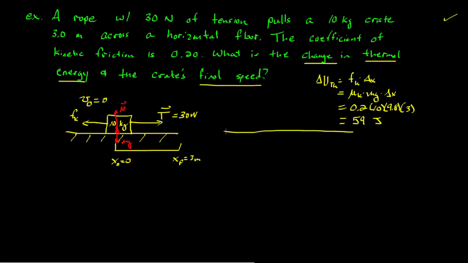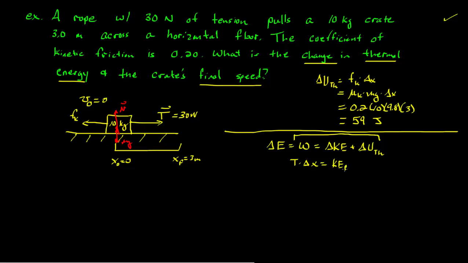Okay, but really what we want to do is set up the entire principle. So the change in energy of the entire system would be the work done by the system, which is now our change in kinetic energy plus our change in thermal energy. Okay, so we're going to work with this equation here. So the work done is going to be my tension times the displacement. And then my change in kinetic energy would be kinetic energy final minus initial. And then that would be plus the change in thermal energy. And then I can move this over to the other side. So we get the tension times delta x minus the change in thermal energy is equal to the change in kinetic energy.